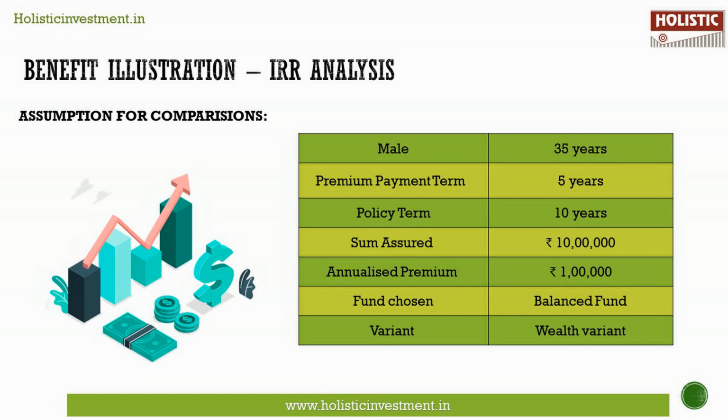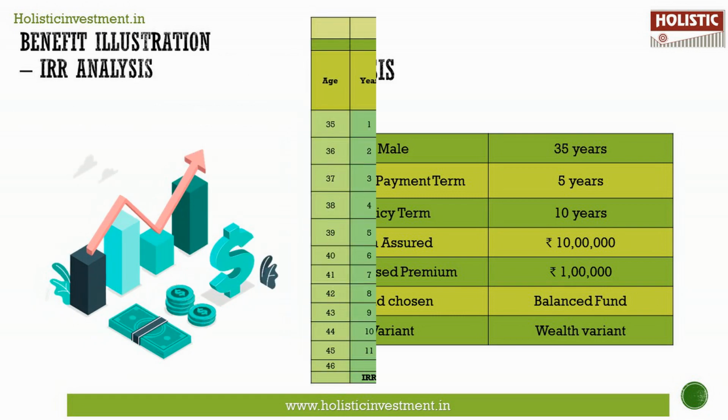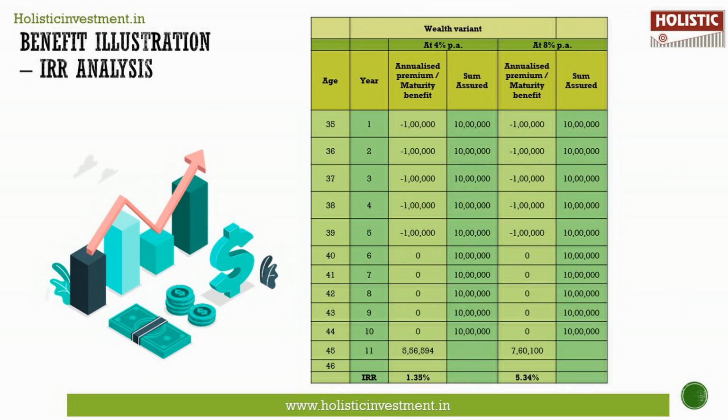Based on these assumptions, we are going to determine the IRR for this policy. So through that, the fund value at the end of 10 years at an assumed rate of 4% in the worst case scenario will be 5,56,594 rupees, and at an assumed rate of 8% in the best case scenario, it will be somewhere up to 7,60,100 rupees. So please note these above assumed returns of 4% and 8% per annum respectively for the balanced fund are not guaranteed. They are just assumed rates of return according to the Max Life website.